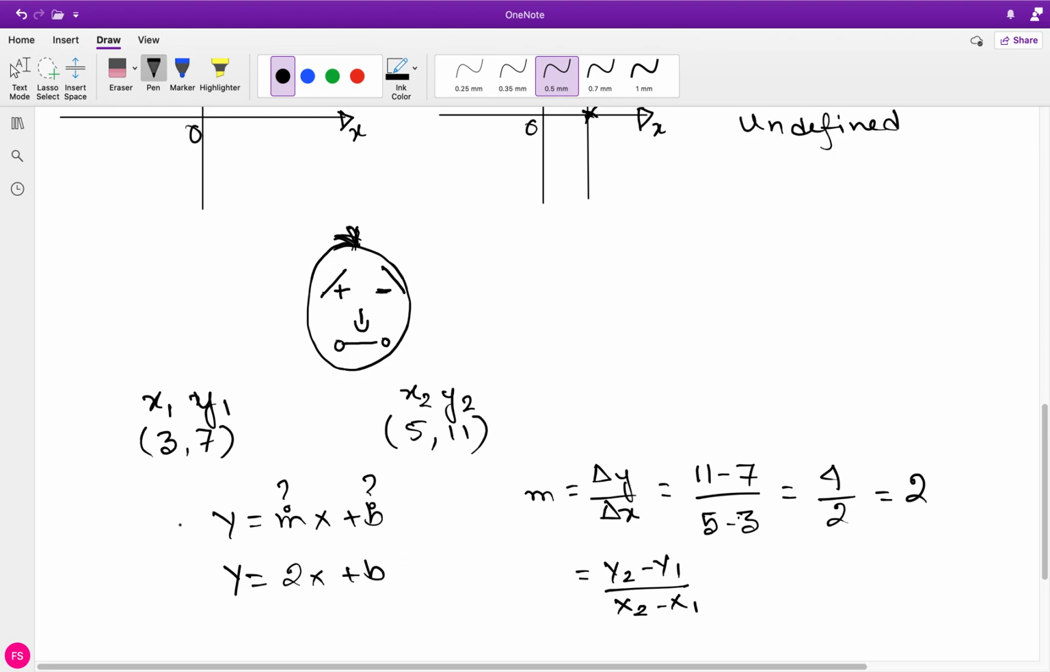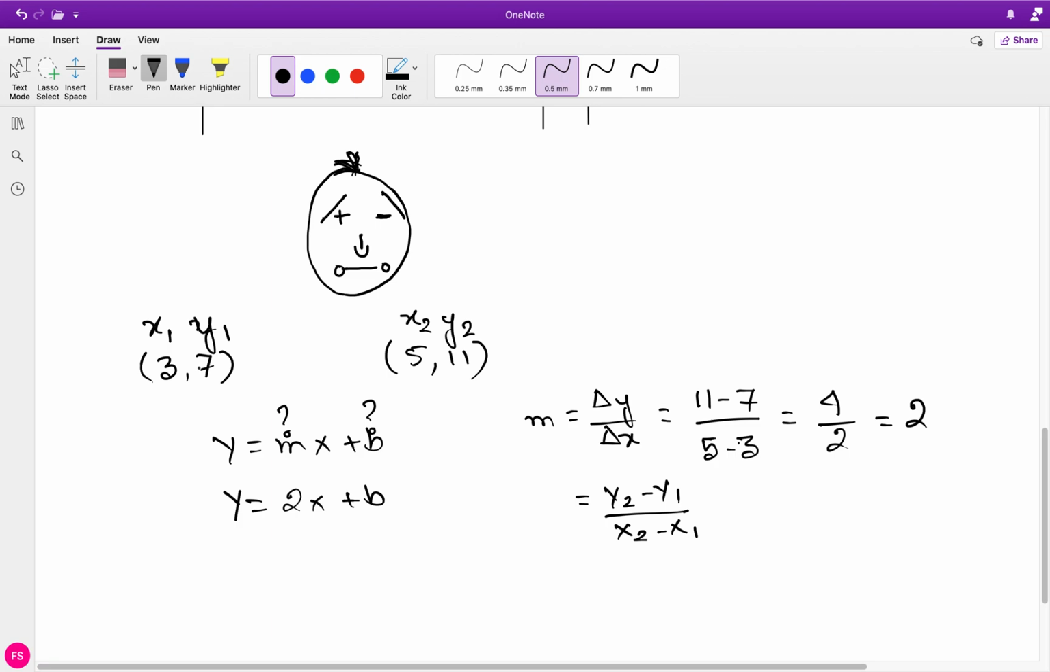I'm going to take this one. This looks easier. My y is 7, so I'm just going to write 7 equals 2 times, and my x is 3, plus b. 2 times 3 is 6. It's 7 equals 6 plus b. That means if you move the 6 to the other side, this will give you 1. Your b is 1 in this case. That means the equation of this line equals 2x plus 1. Okay, this is how you can find the equation of a line by using two sets of points only.